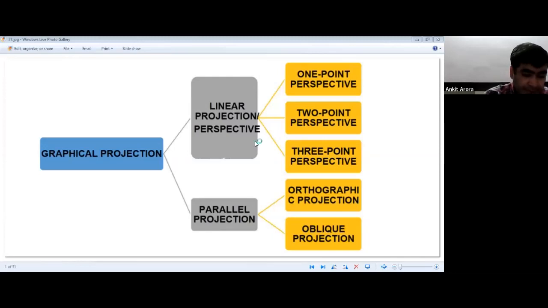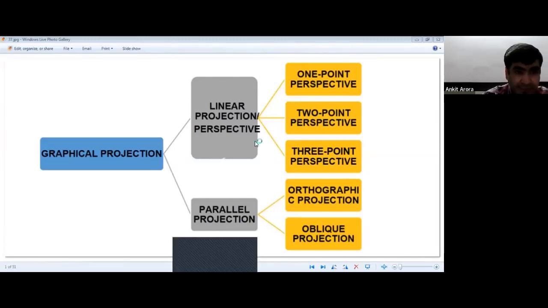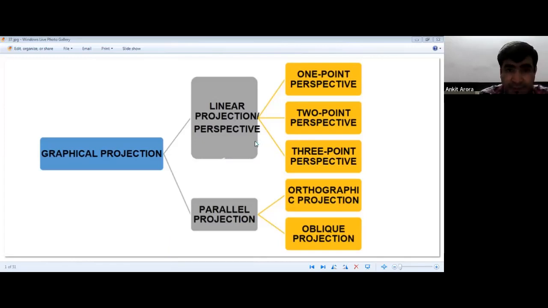Yesterday we were talking about different methods of graphical projections. We had talked about linear projections and perspectives, and we went into the details of how perspectives function, and what is the method to draw all these types of projections and perspectives. And we had taken a lot of questions also.